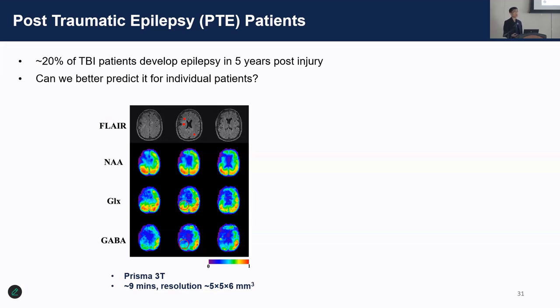And why do we care about this? Because about 20% of TBI patients will develop epilepsy 5 years after the initial injury, and it's very hard to predict which one has a higher likelihood of developing seizure. All you have right now is population-based statistics. What we hope is that by leveraging this unique biochemical signature of the tissue and integrating it with other anatomical and functional measures, perhaps we can offer a way to better predict the risk of seizure for an individual patient. Then you can probably deploy a more proactive treatment strategy, such as giving early anti-seizure medication to reduce the risk of developing seizure and later epilepsy.